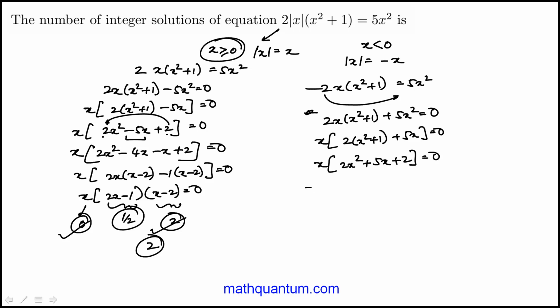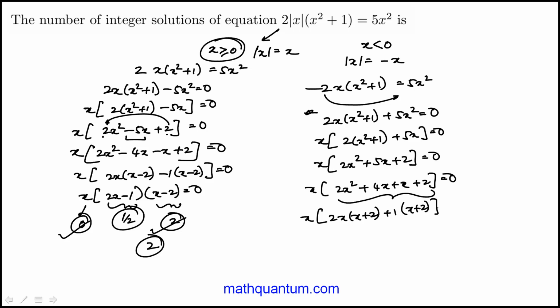And then again, to factor this, we just have to split it as 4x and x. So make sure you can do this repeatedly in a smooth way. And now I'll be pulling out the x plus 2 because that piece is common. So eventually this factors out to 2x plus 1 times x plus 2.